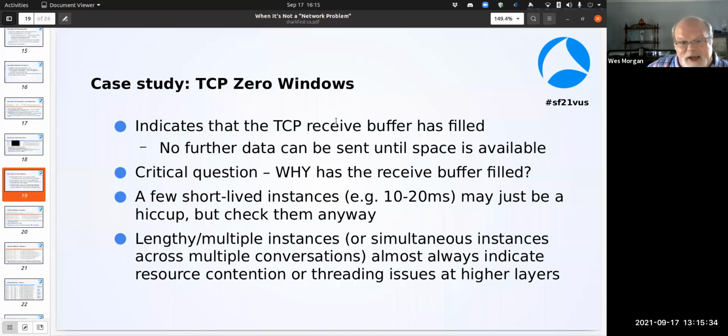Well, the critical question is, why has the receive buffer filled? You may not find that out immediately. You may have to go dig. But rule of thumb, if you're looking at just a few short-lived instances, like it resolves itself within 10 or 20 milliseconds, that's probably just a hiccup. You look at them, double check them. Most of the time, those little short ones aren't a big deal.